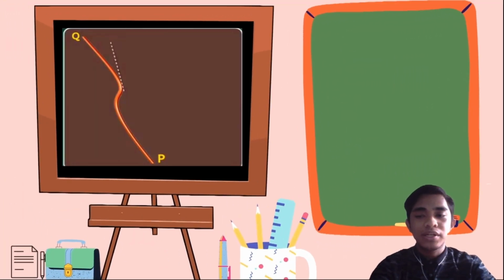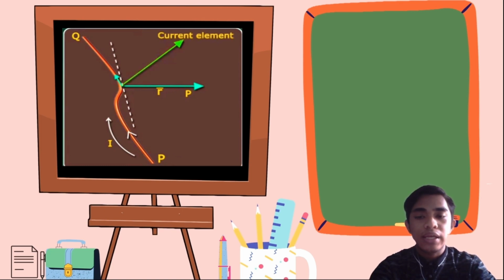For example, if AB represents a current element of a conductor and PQ carrying current I, and R is the position vector of P from the current element AB, there is a length of dl.